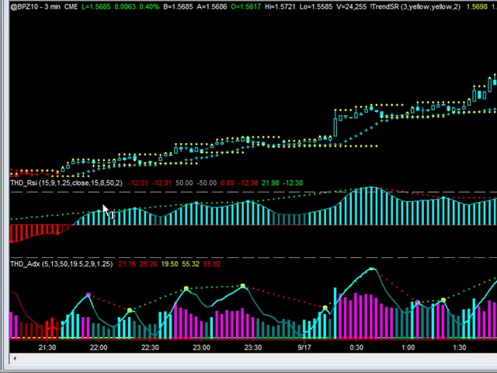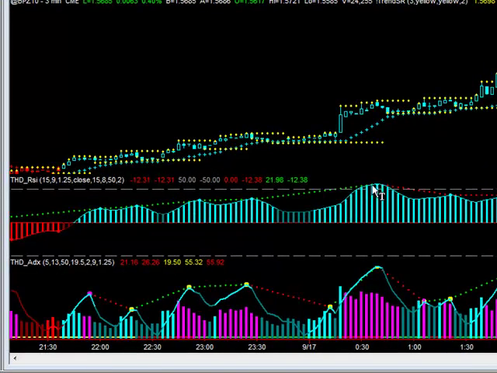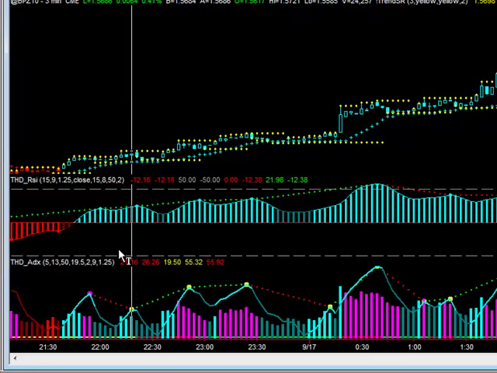Now, as you can see on the RSI, you now have green lines and you have red lines. And you also have the same ones on the ADX. What I do is use both of these tools together to confirm divergence or to confirm the strength of a trend. Now, at this point during this trend, you can see that you had divergence on the ADX.